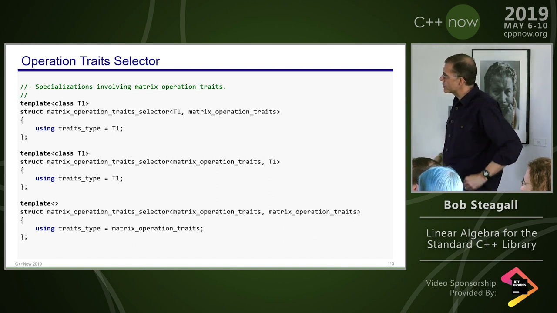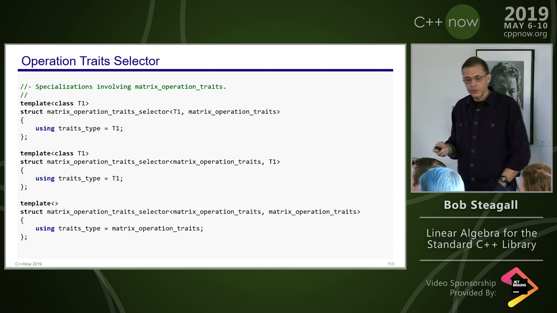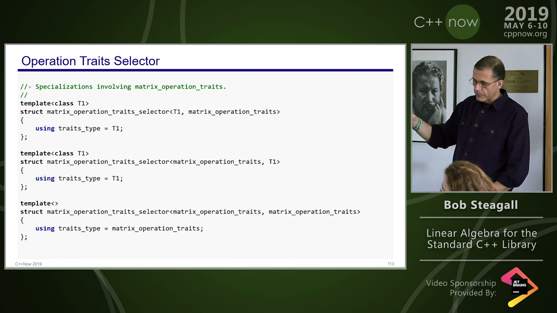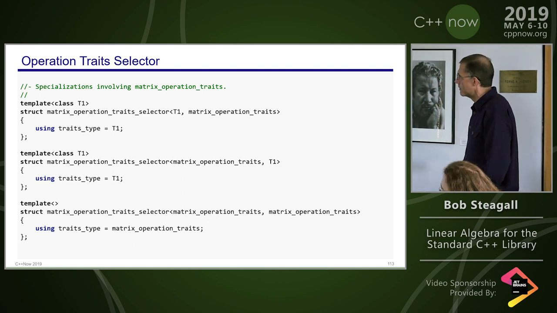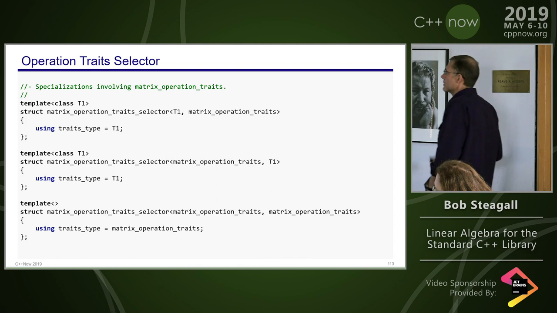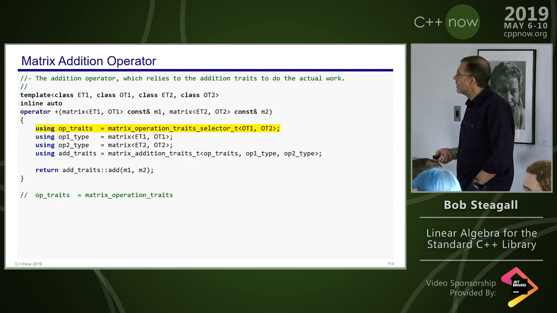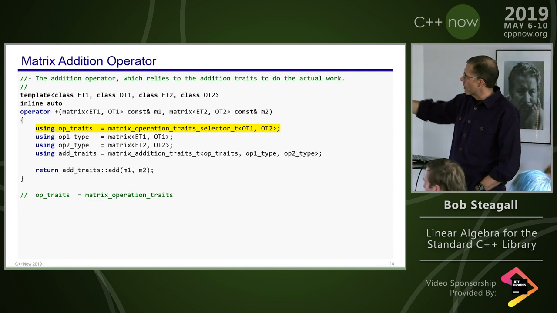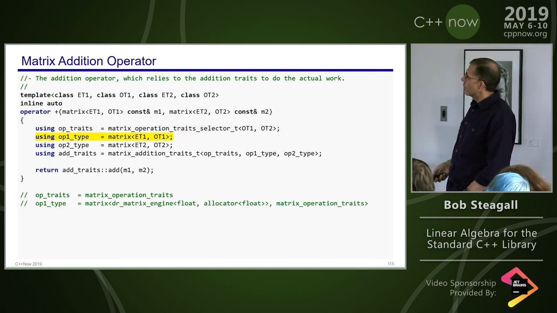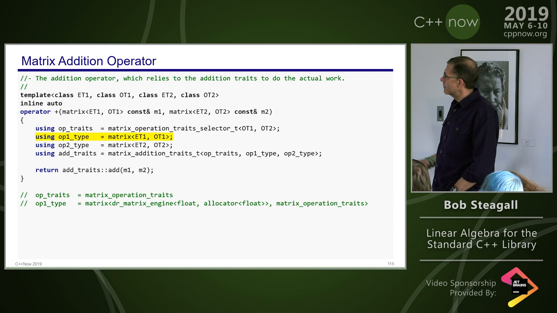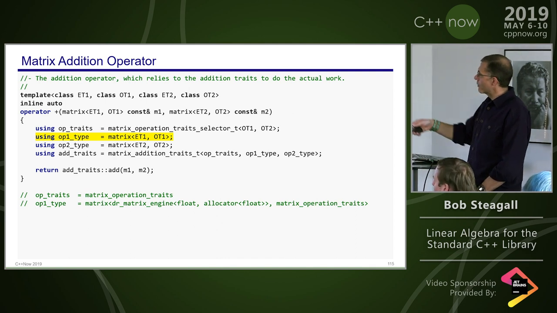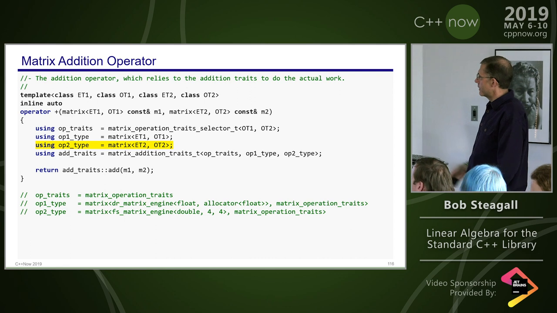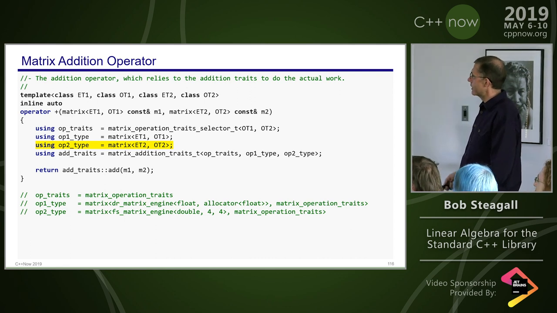We have the full specialization at the bottom that says, all right, if both are the default matrix operation traits, then the resulting operation traits is the default, right? Makes sense. All right, so we've just determined what the operation traits are for the result. Well, we know a priori, by inspection, what the operand one type is. We know what the type is of the second operand, and I'm just spelling them out explicitly here.